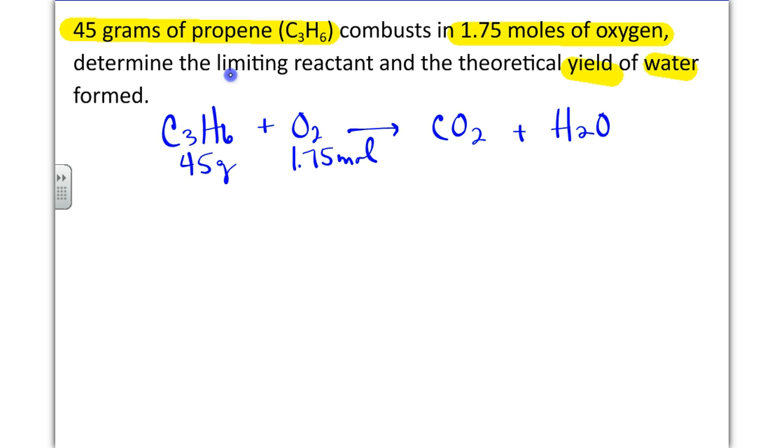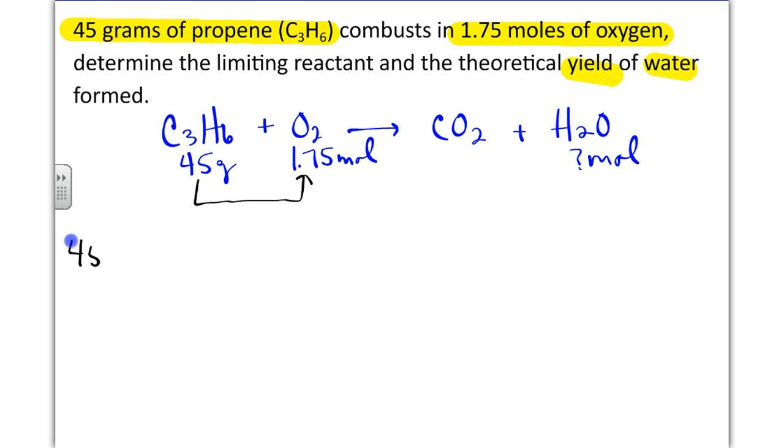We want to determine the limiting reactant and we want to know the theoretical yield of water formed. Notice they didn't specify in what unit, so we'll just solve it in moles. But you can solve it to grams too if you want. Alright, so now, first thing I need to know is which one of these two is limiting and which one is in excess. We're going to stoich from one to the other. I'll just stoich from propene to oxygen. If I use 45 grams of propene, then how much oxygen will it need to combust by 100%?